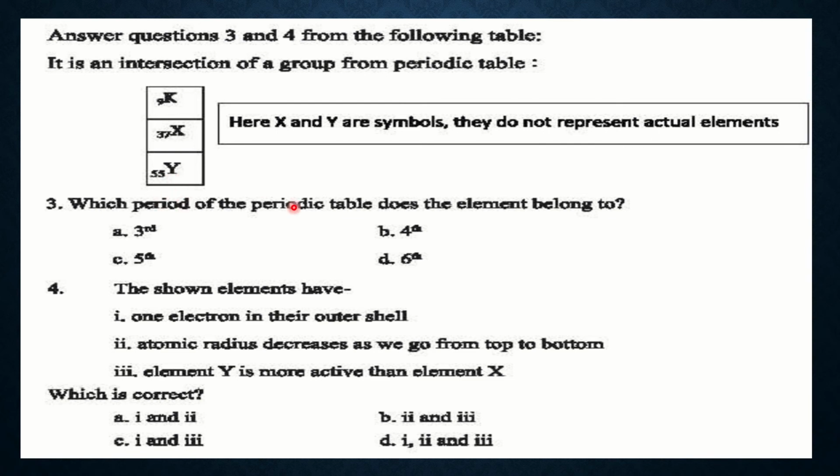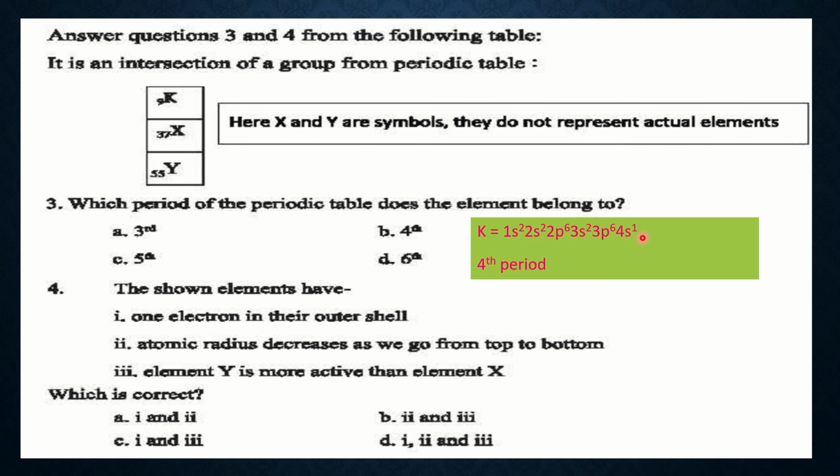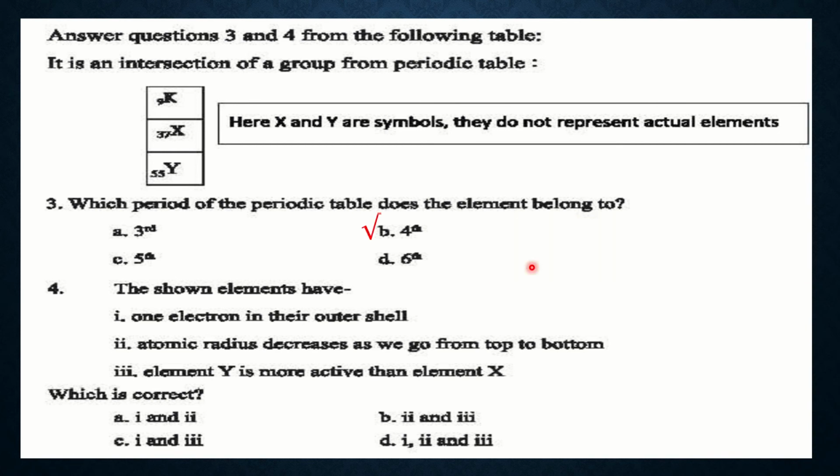Now, which period of the periodic table does the element belong to? The element means this potassium. Potassium is an element of the first group. You have to calculate in which period the element belongs. So, look, the electronic configuration of potassium is 1s2, 2s2, 2p6, 3s2, 3p6, 4s1. How many orbits are there? There are total 4 shells. So the period number of potassium is 4. So it is in the 4th period. So the correct answer will be B, 4th period.